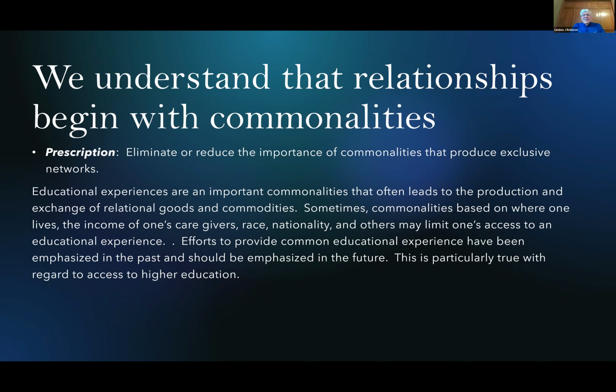So the first understanding, I guess, is that if we refer back to the tree diagram, we really begin relationships with some kind of commonalities that provide opportunities to exchange relational goods. And so if we really want to mitigate and limit the formation of cheap social capital networks, we want to pay attention to two different kinds of commonalities.